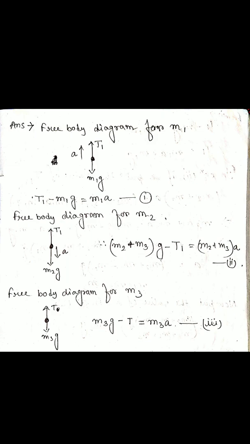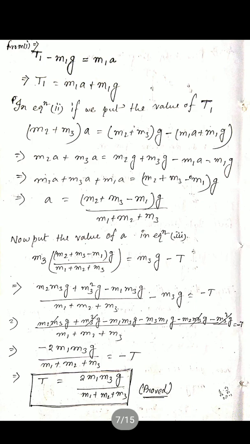Clear? Okay, so we get 3 equations, and if we solve these 3 equations, from equation 1 we find out the T1 value, in equation 2 we put that T1 value, we find out the A expression. Now in equation 3 we put this value of A. After solving this, you also solve in your copy. Try to solve in your copy first, then take the help from this video. After solving this, you get this expression T equals 2 M1 M3 G by M1 plus M2 plus M3. I hope it is clear.